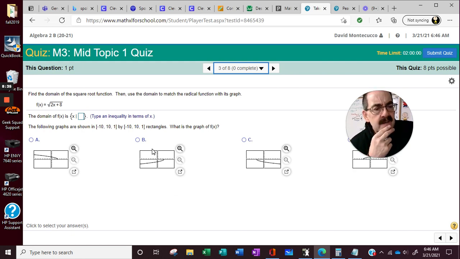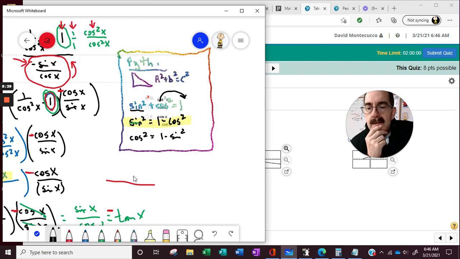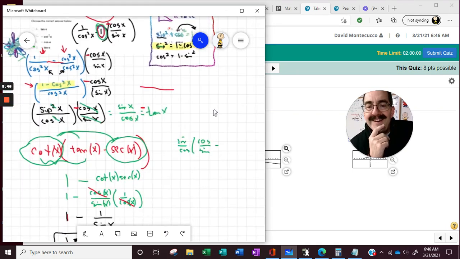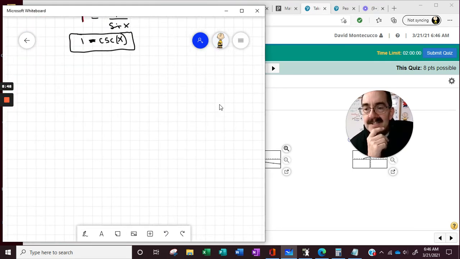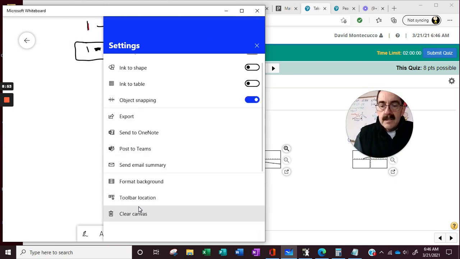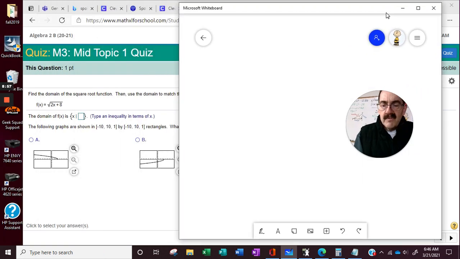The domain. You guys remember domain? Nobody remembers domain? Aren't you glad you're not in pre-calculus? This is pre-calculus, everybody. Okay, so let's go domain. Let's get rid of this. Clear our canvas. And we need the domain of a function, right? Grab our sketch pad here. The domain is the x values that work, okay?